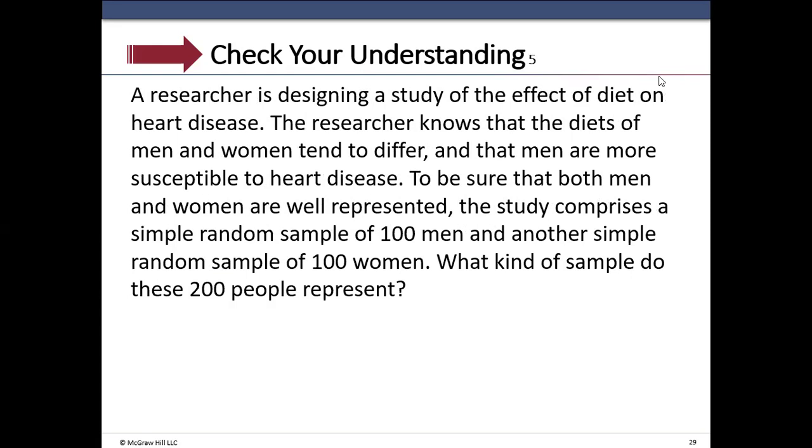Our researchers designed a study on the effect of diet on heart disease. The researchers know that diets of men and women tend to differ and that men are more susceptible to heart disease. To be sure that both men and women are well represented, the study comprises a simple random sample of 100 men and another simple random sample of 100 women. What kind of sample do these 200 people represent? So remember, initially you are dividing the population into strata, two strata. One is men, another is women. And then you are randomly selecting 100 people from men and 100 from women. So this is a stratified sample as opposed to cluster sampling.